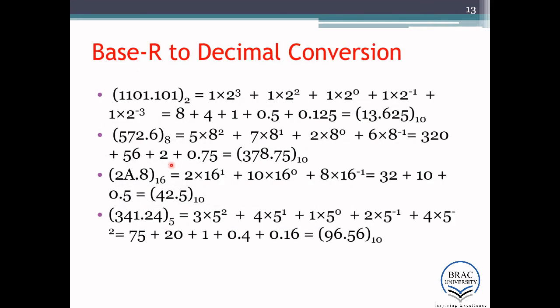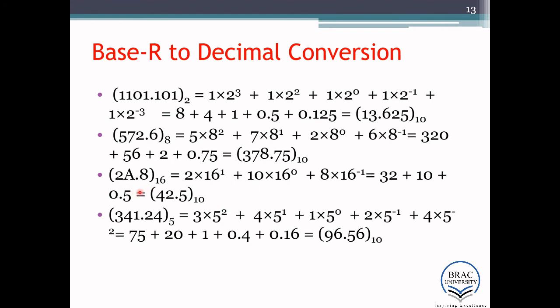So if you do the summation, it becomes 5 into 8 to the power 2, which is 320, plus 7 into 8, which is 56, plus 2 for this portion, and 0.75 for the fractional part. Altogether 378.75 decimal. So 572.6 octal is equivalent to 378.75 decimal, right?